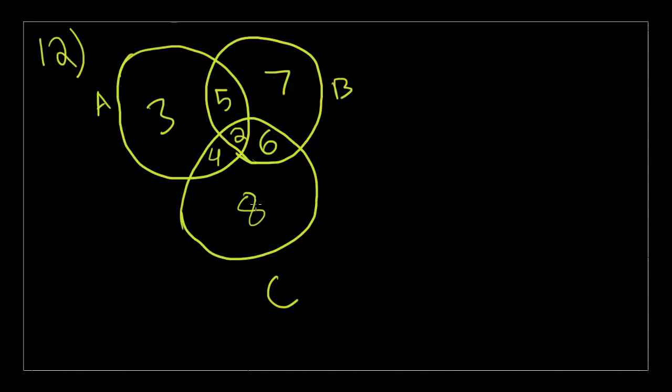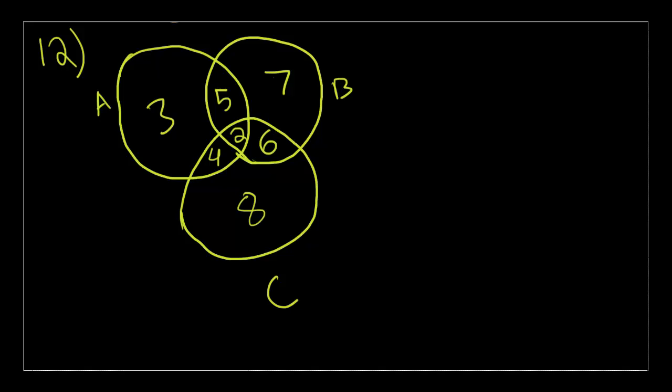Okay, so now let's read the problem. The figure above is a Venn diagram that represents sets A, B, and C. The number in each region indicates how many elements are in that region. How many elements are common to sets A and B?